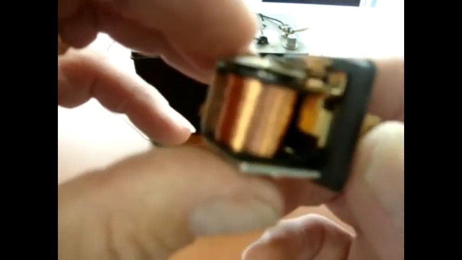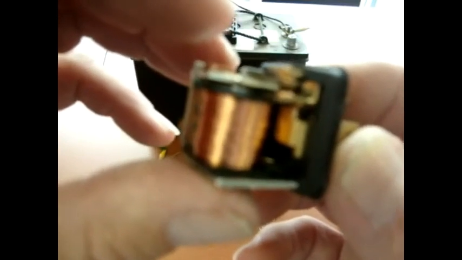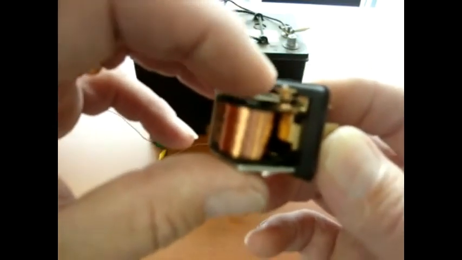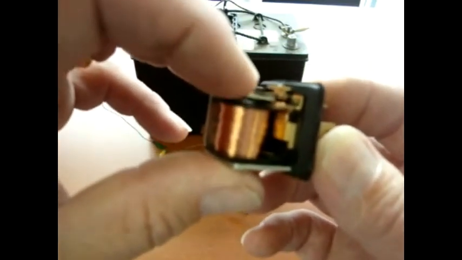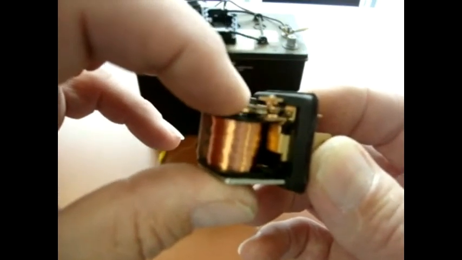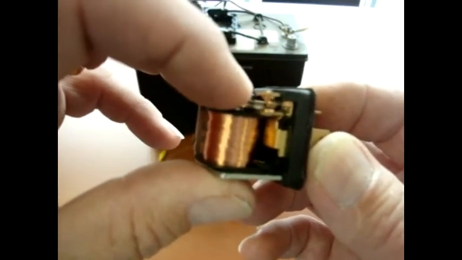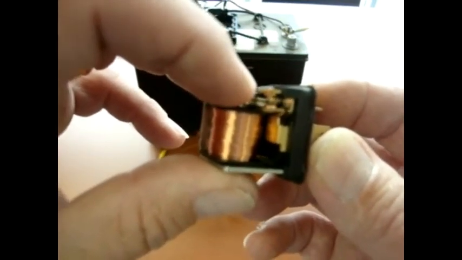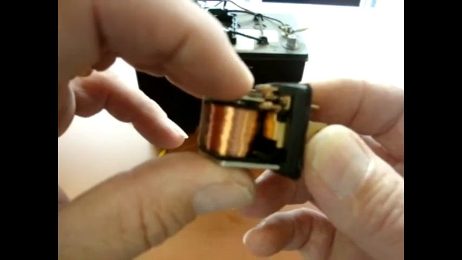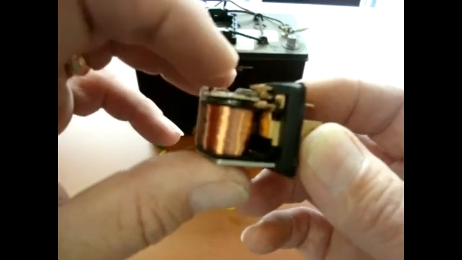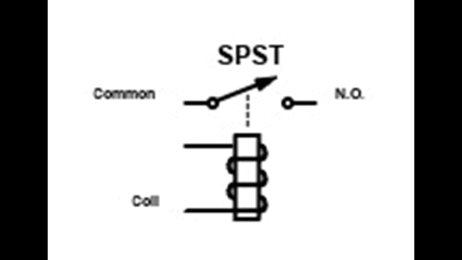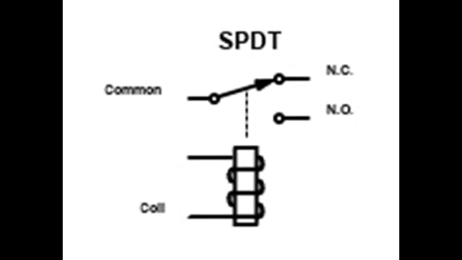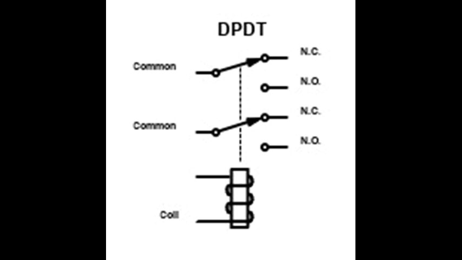Let's see if we can get a close up of this. And so that's what will happen. We'll show this connected to power a little bit later on. I'm just moving it by hand, but that's how it works. Here's a diagram for a single pole single throw relay, and here's a diagram for a single pole double throw relay, and here's the diagram for a double pole double throw relay.